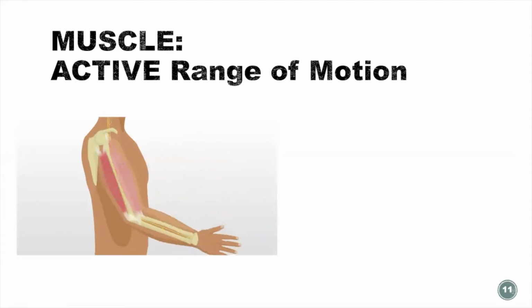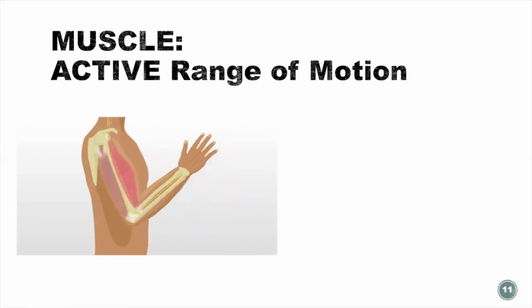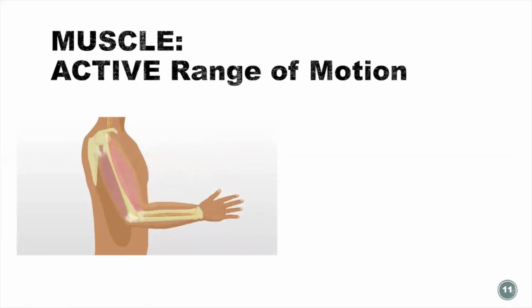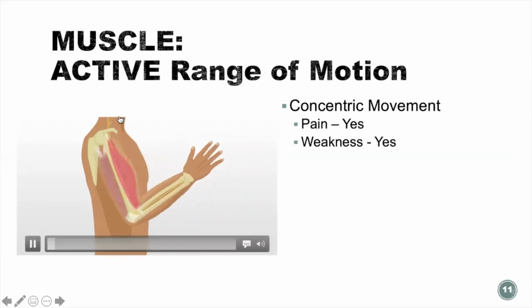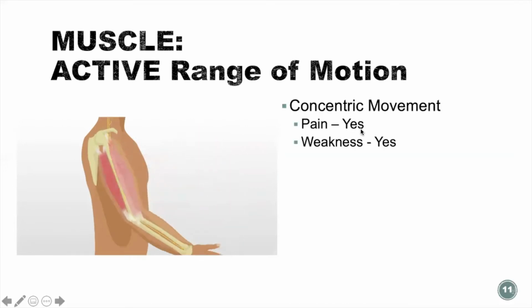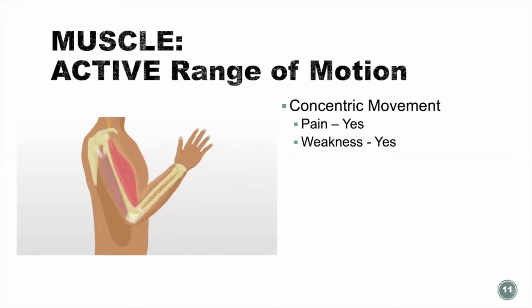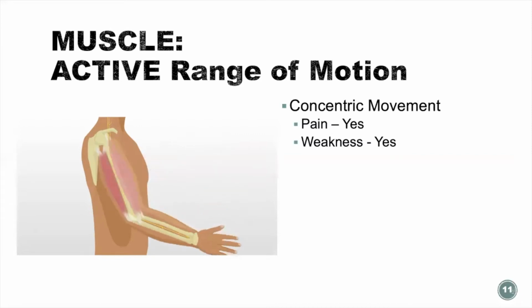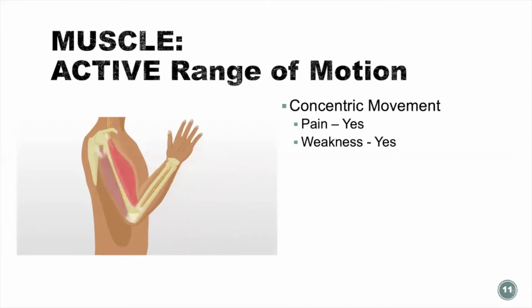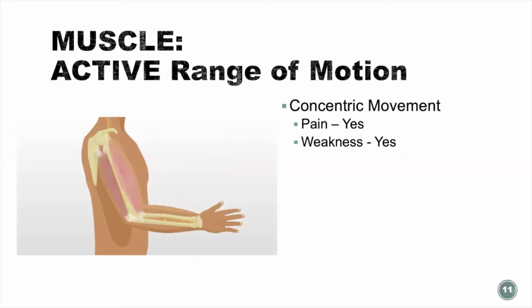It also will cause it to be more weak because there's damage to the muscle. The fibers are not as strong to be able to produce that movement. So with our concentric movements, yes, we will have pain in whatever movement that muscle is contributing to. And yes, there will be weakness that is associated with it. So that is for our active range of motions in our muscles.